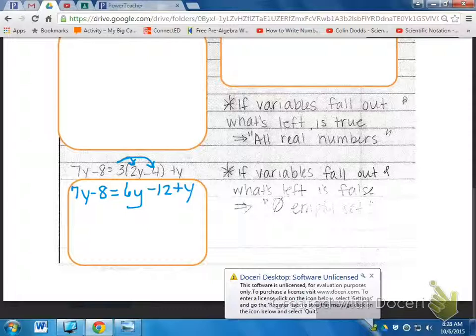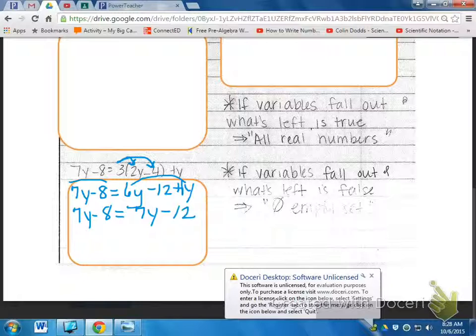So I've done my distributive. The next step on my list of steps is combine like terms on the left and the right. Well, on the left, 7y and 8 aren't like terms, so there's none there. But on the right, I do have like terms. 6y and y. What is 6y plus y? 7y. So here's what I'm going to write. On the left, I'm going to put 7y minus 8. And on the right, I'm going to put 7y minus 12. Because 6y plus y, there's a 1 in front of this one. So 6y plus 1y is 7y.